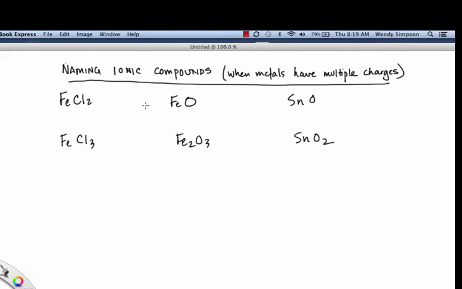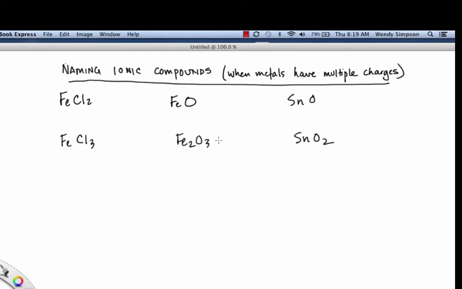At first glance, it looks like we have three sets of compounds that have similar names. We would name this iron chloride and the compound beneath it also iron chloride, whereas these two compounds would have the name iron oxide and these two would have the name tin oxide. However, we can see that they are very different compounds, that they have different subscripts and therefore have to be different substances. So they cannot have exactly the same names.